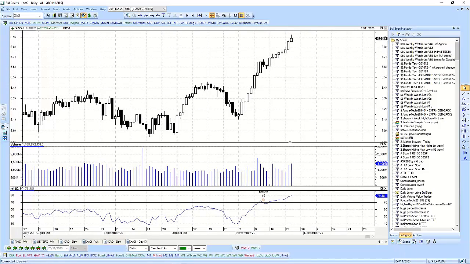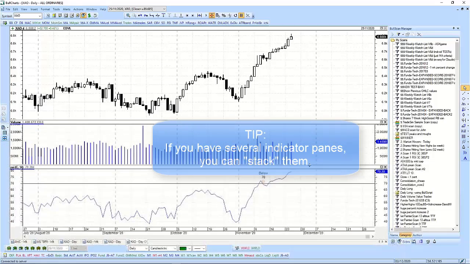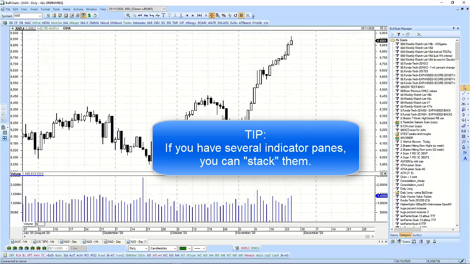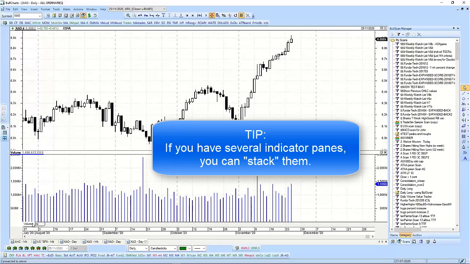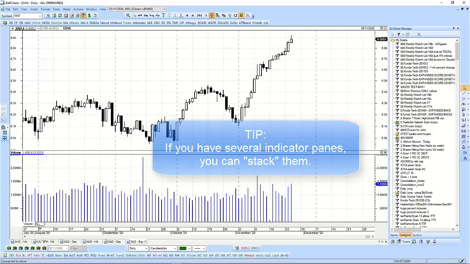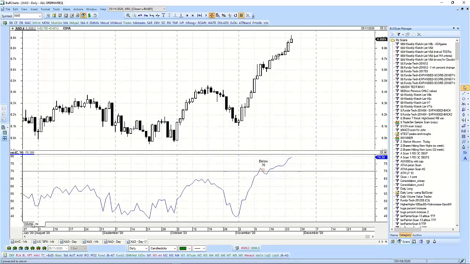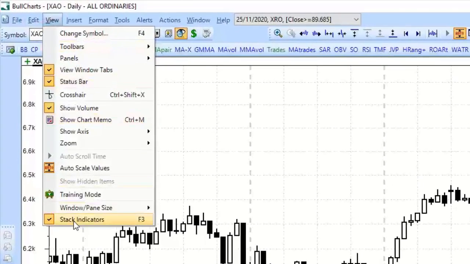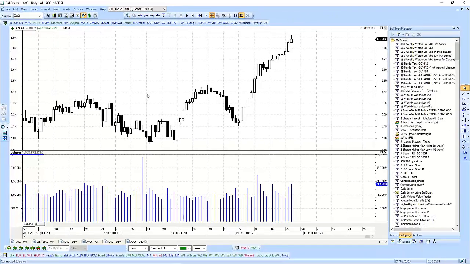Now, don't forget, if you've got a couple of indicators on a chart and volume, after a while it gets to be a bit cramped vertically. You can stack the indicators, put one behind the other. So right now I can see volume bars at the bottom. There's a tab in the bottom left corner here, RSI. There's the RSI indicator and the volume tab. To stack indicators like that, all you've got to do is go to View and Stack Indicators, or use the function key F3. F3 will stack and unstack. So RSI.